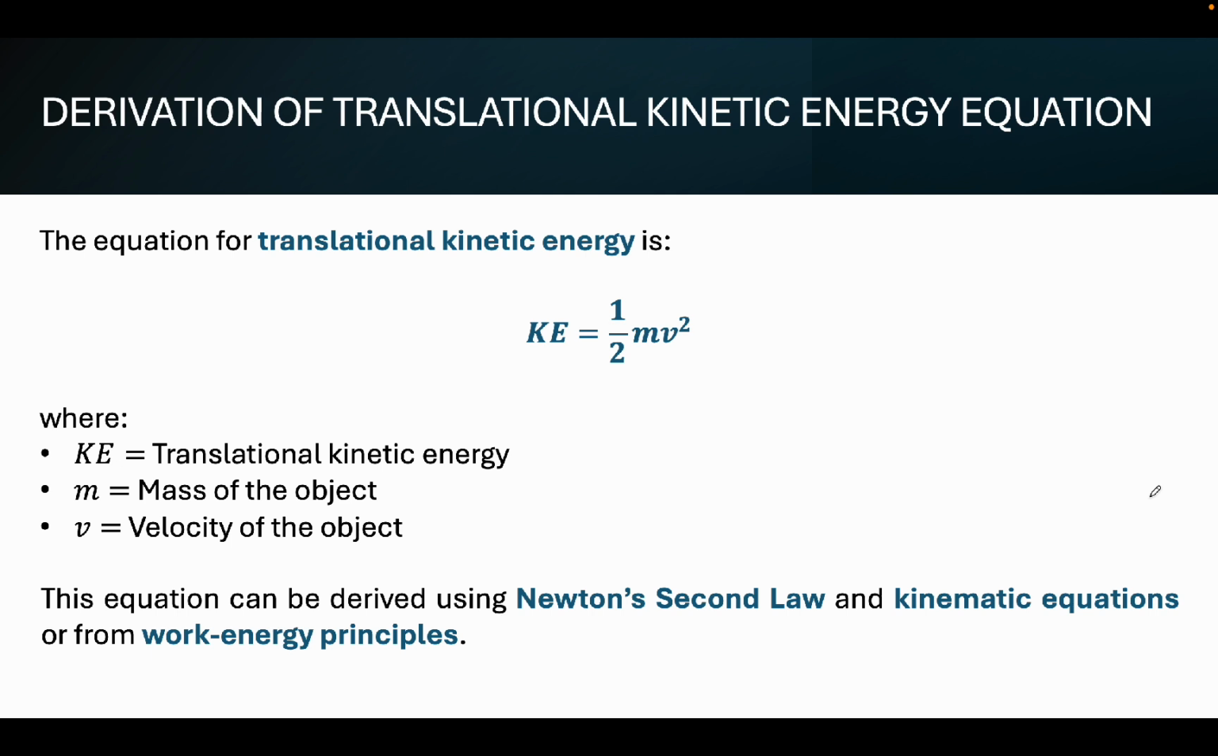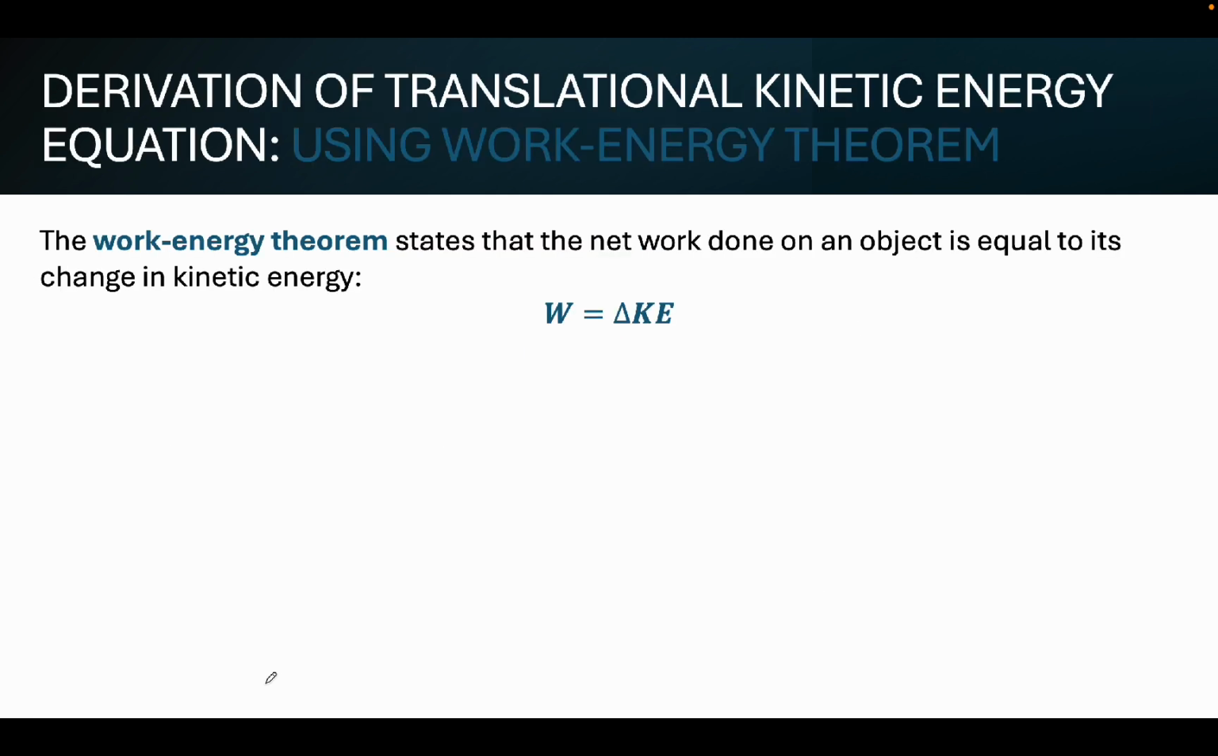By the way, the equation for the translational kinetic energy is KE is equal to 1/2 mv squared, or just K. You can also have K is equal to 1/2 mv squared. Wherein KE is the translational kinetic energy, m is the mass of the object, and v is the velocity of the object. Now, how can we derive this equation? We can derive it using Newton's second law and kinematic equations, or using the work energy theorem or the work energy principles.